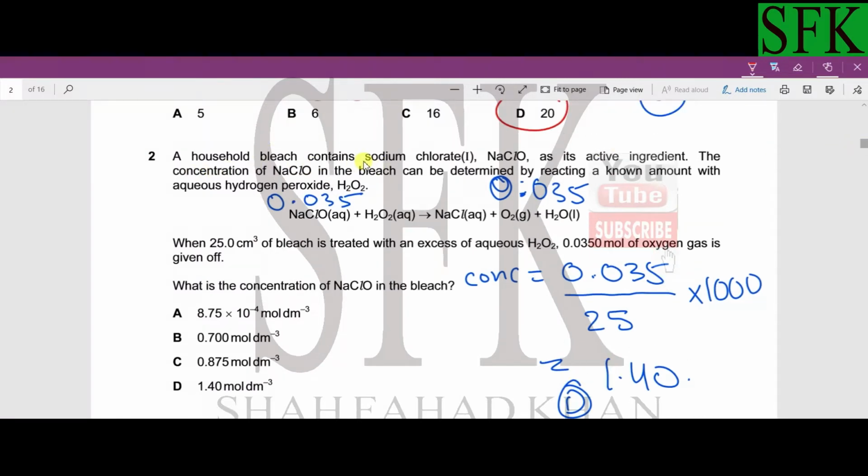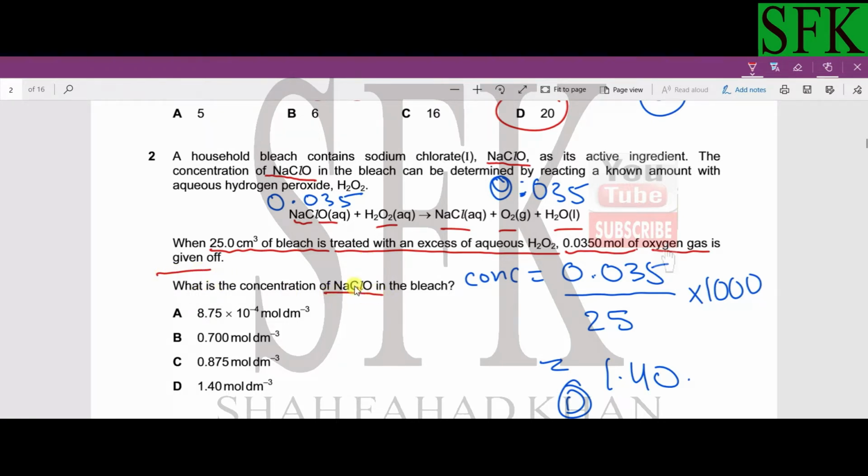A household bleach contains sodium chlorate(I). This is the disinfectant that is used as an active ingredient in household bleaches. The concentration of sodium chlorate(I) in bleaches can be determined by reacting a known amount with aqueous hydrogen peroxide. Alright, so we react NaClO with hydrogen peroxide, we get NaCl, water, and oxygen. Now when 25 cm³ of the bleach is treated with an excess of aqueous hydrogen peroxide, 0.035 moles of oxygen gas is given off. What is the concentration of sodium chlorate(I)?